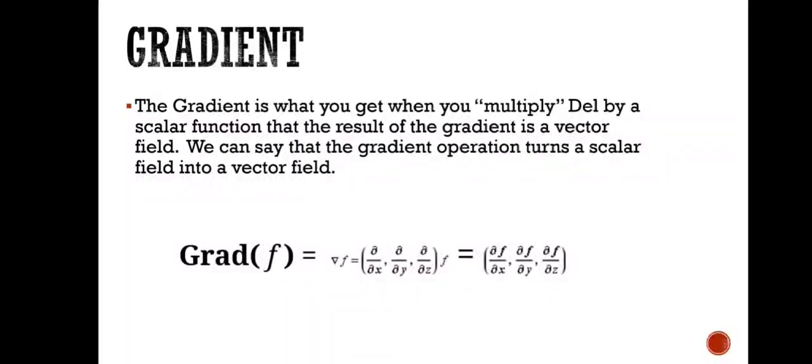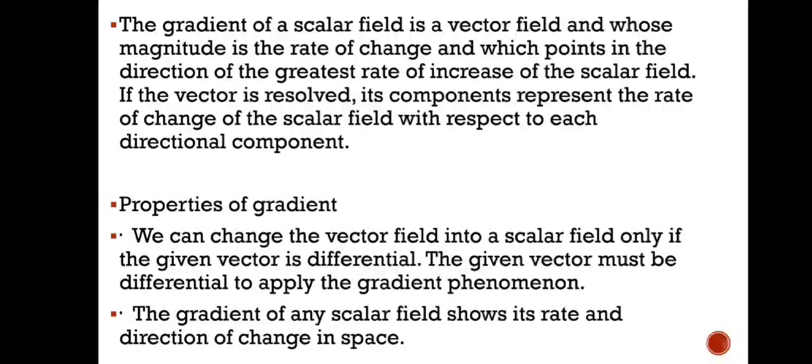The gradient is when you multiply del by a scalar function, and the result of the gradient is a vector field. We can say the gradient operation turns a scalar field into a vector field. Del f is del f by del x, del f by del y, del f by del z. The gradient of a scalar field is a vector field whose magnitude is the rate of change and which points in the direction of greatest rate of increase of the scalar field.